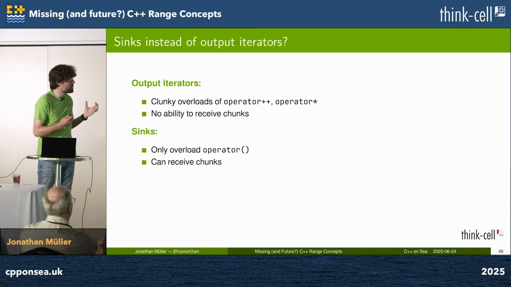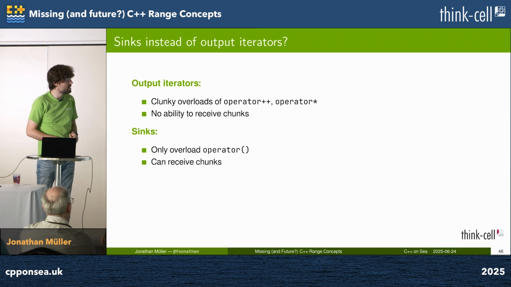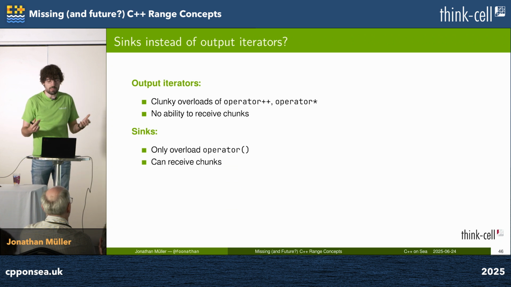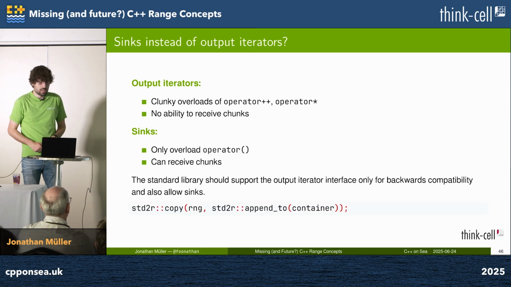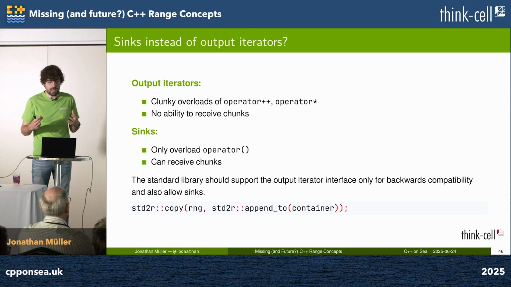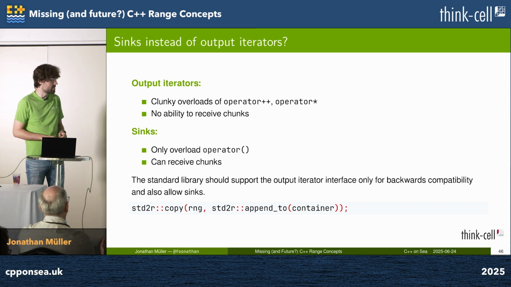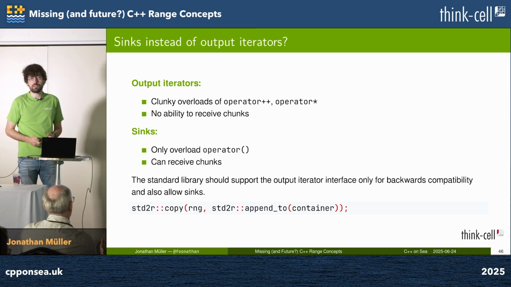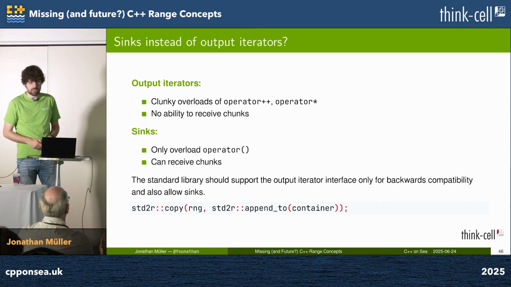And so the standard currently uses output iterators, and they're somewhat clunky. You have to overload operator++ and operator*, even though you don't really care about that. And you don't have the ability to receive chunks, whereas sinks are just function objects that receive single elements and can optionally opt into chunks. So the standard really should embrace that. It should support output iterators only for backwards compatibility and focus on chunks, appenders using chunks, and sinks. Because that way we can make so many optimizations just by having the ability to receive contiguous chunks.